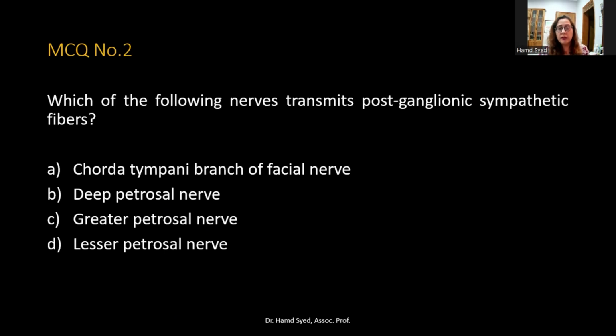Now, which of the following nerves transmits the postganglionic sympathetic fibers? Well, you can see the options over here. The chorda tympani branch of the facial nerve carries gustatory fibers. The greater petrosal and lesser petrosal nerves both carry the parasympathetic fibers. So the correct answer to this MCQ is B, the deep petrosal nerve. This is the one which transmits the postganglionic sympathetic fibers from the sympathetic plexus around the internal carotid artery, as we read about it just a while ago.